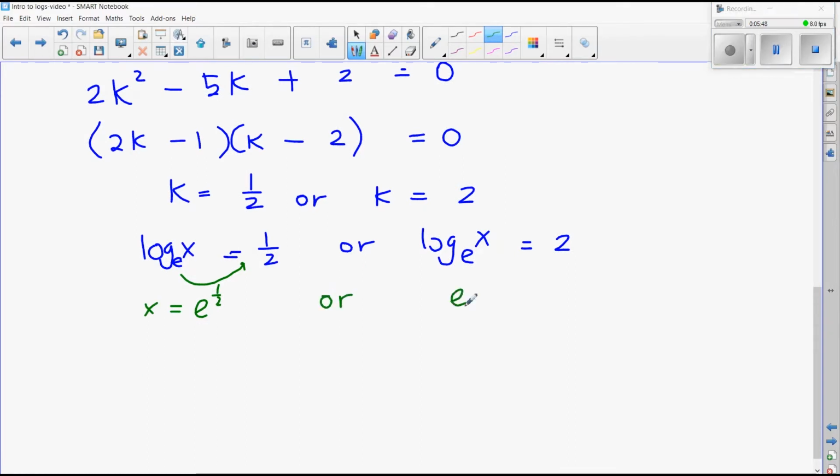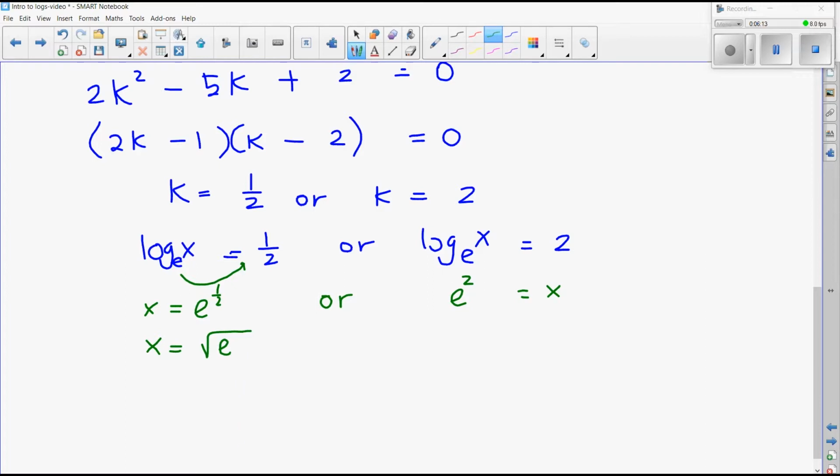Or I have here x equals e squared. Now have a look at your values. If x equals e to the half, you know, exponent half implies square root. So that means x equals the square root of e, and that will be a positive value. And e squared will be a positive value.